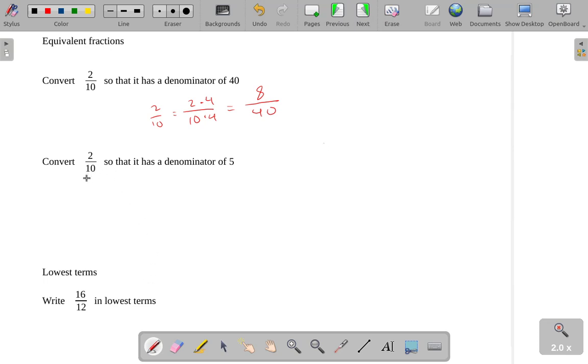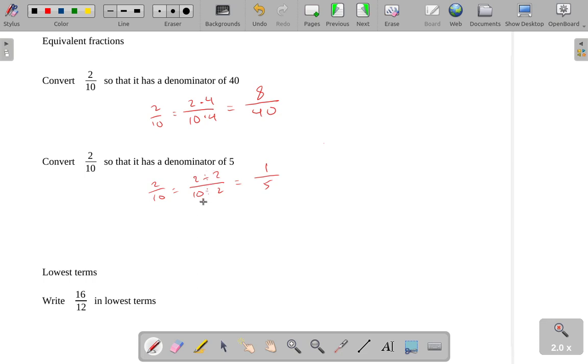All right, how about if we wanted it to have a denominator of 5? Well, just like we can multiply both the top and the bottom by the same thing, we can actually choose to divide both the top and the bottom by the same thing. So if I want it to be a 5 down below, I could choose to divide both the top and the bottom by 2, giving me 1 over 5.